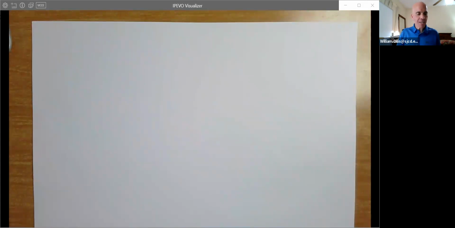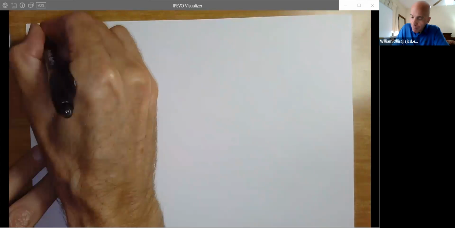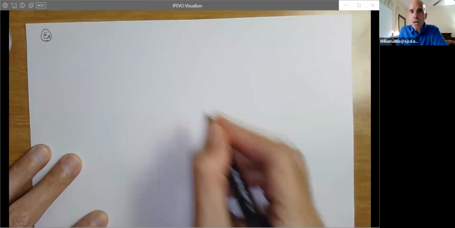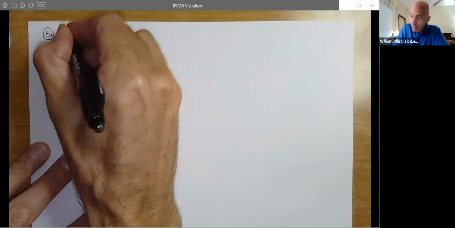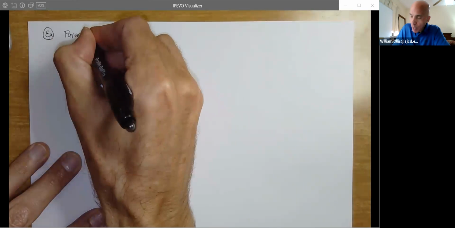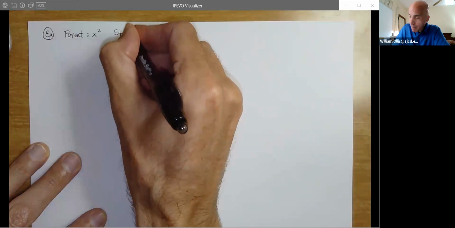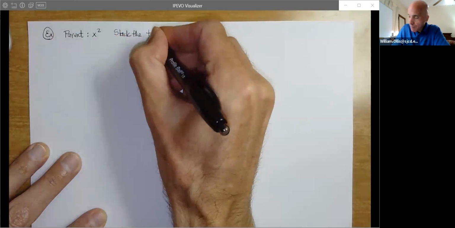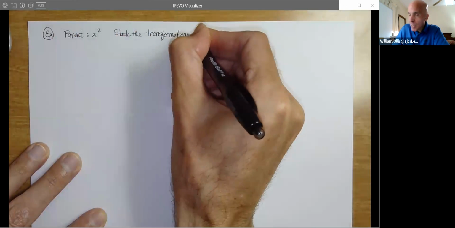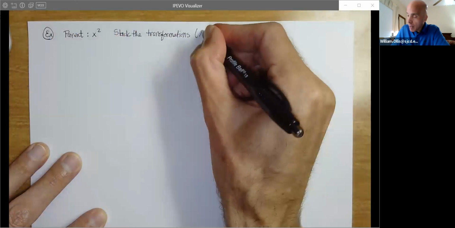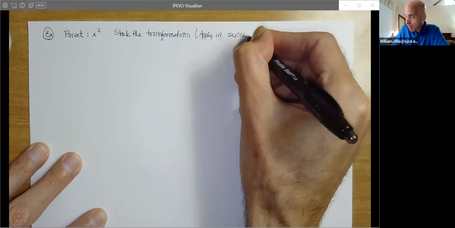So we're going to start out in this case with a parent function that's simple, because we're going to do more of this at the end of the week when we talk about quadratic functions. So we're going to have a parent function, which will be x squared. And what we want to do is stack the transformations. And what that means is we're going to apply them in succession.